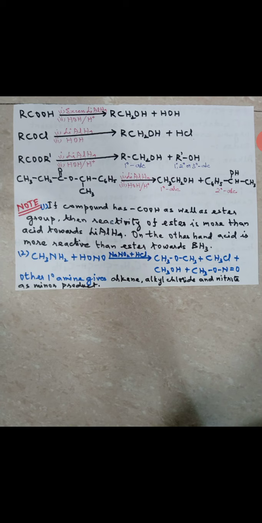So if you go for this sort of reaction where a COOH group and a COOR group are present, ester and acid, and you are reacting with borane, then acid is more reactive than ester. That means acid is first converted into CH2OH. COOH is converted into CH2OH. In the previous case, COOR was converted into CH2OH. Here COOH is converted into CH2OH compared to COOR. Got it? This is the thing.